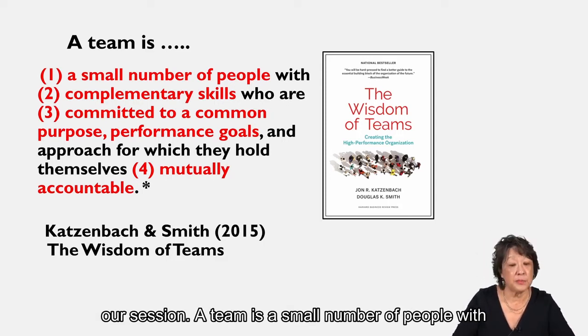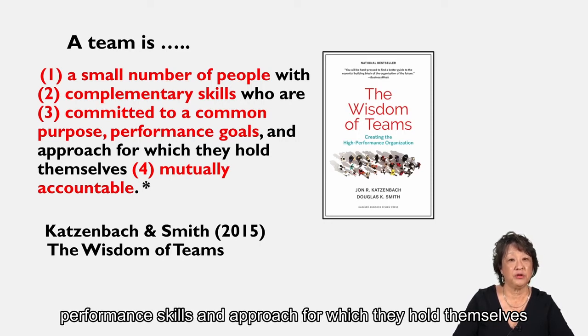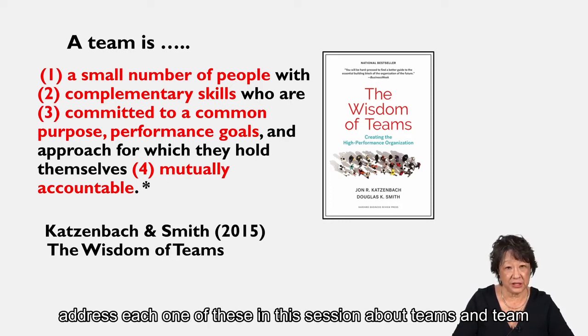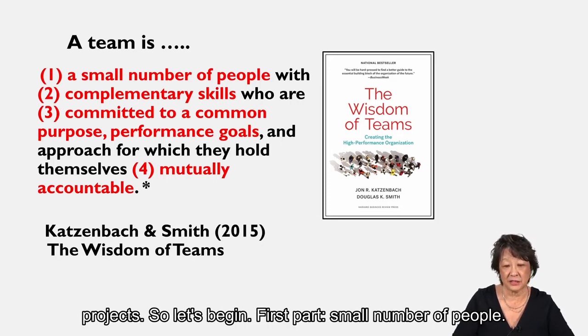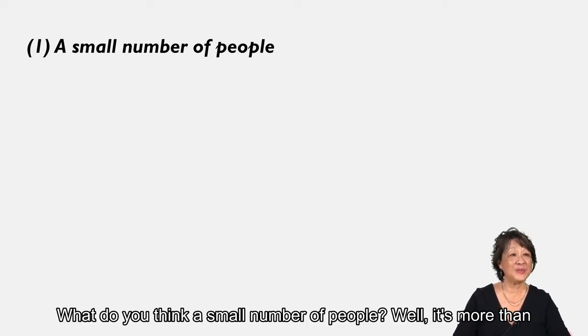A team is a small number of people with complementary skills who are committed to a common purpose, performance skills, and approach for which they hold themselves mutually accountable. So there are 4 aspects, and we're going to address each one of these in this session about teams and team projects. So let's begin. First part, a small number of people. What do you think a small number of people is?